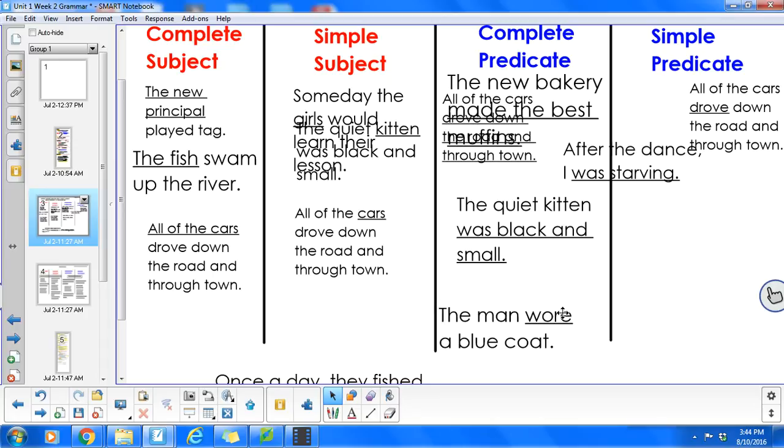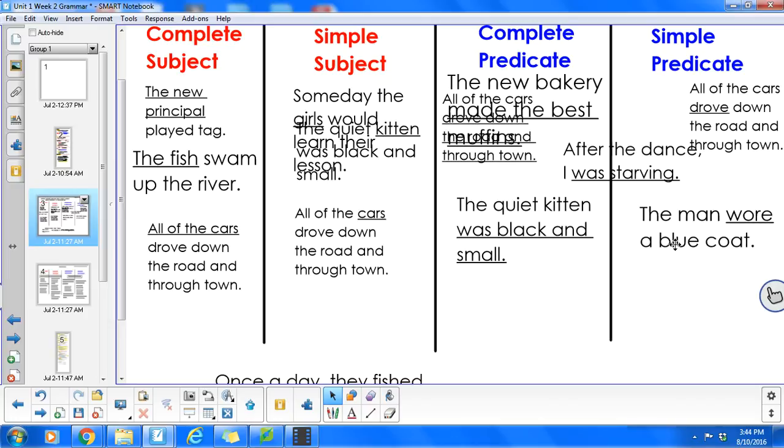Two more. The man wore a blue coat. Well, what is he doing? He's wearing something. It's a simple predicate. If they had underlined the whole thing, wore a blue coat, then we'd get to move it onto this side. Once a day, they fished. Well, I know who's fishing. They are. So that one is a simple subject, but it's also a complete subject because there aren't any other words within the subject. Let's check and see how we did.